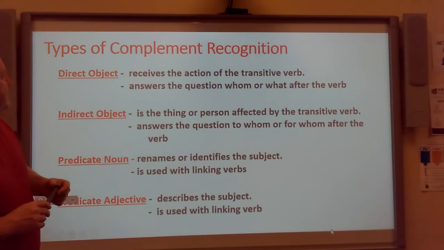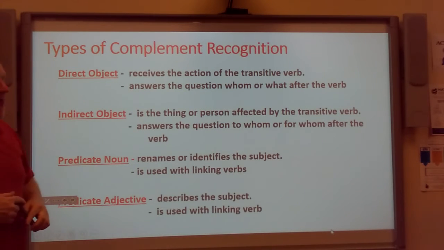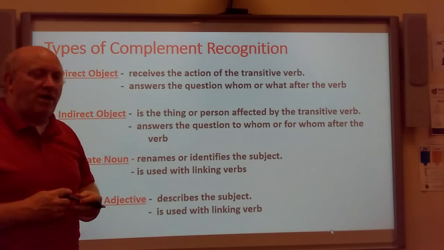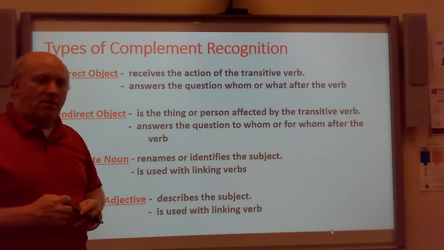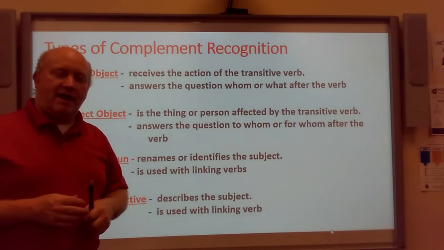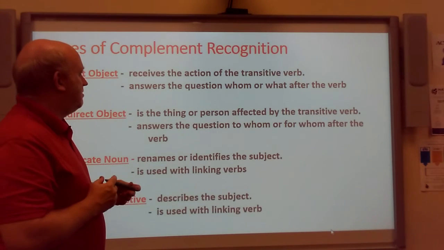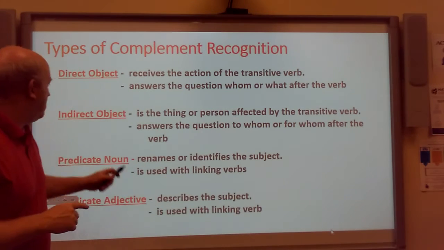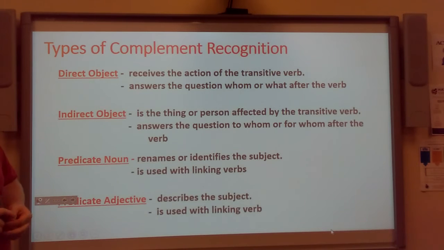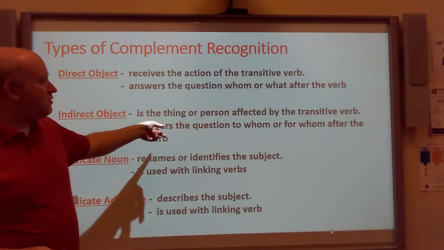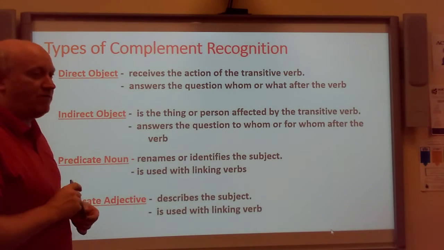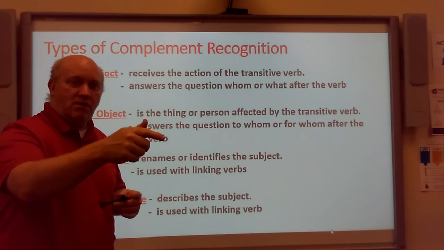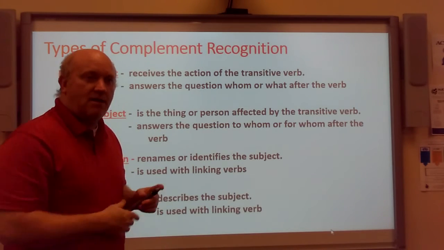Types of complement recognition. We have direct object, receives the action of the transitive verb, answers the questions whom or what after the verb. For example, I ate my vegetables. It answers the question, what did I eat? I ate my vegetables. Indirect object is the thing or person affected by the transitive verb, answers the questions to whom or for whom after the verb. For example, I gave my brother some money.